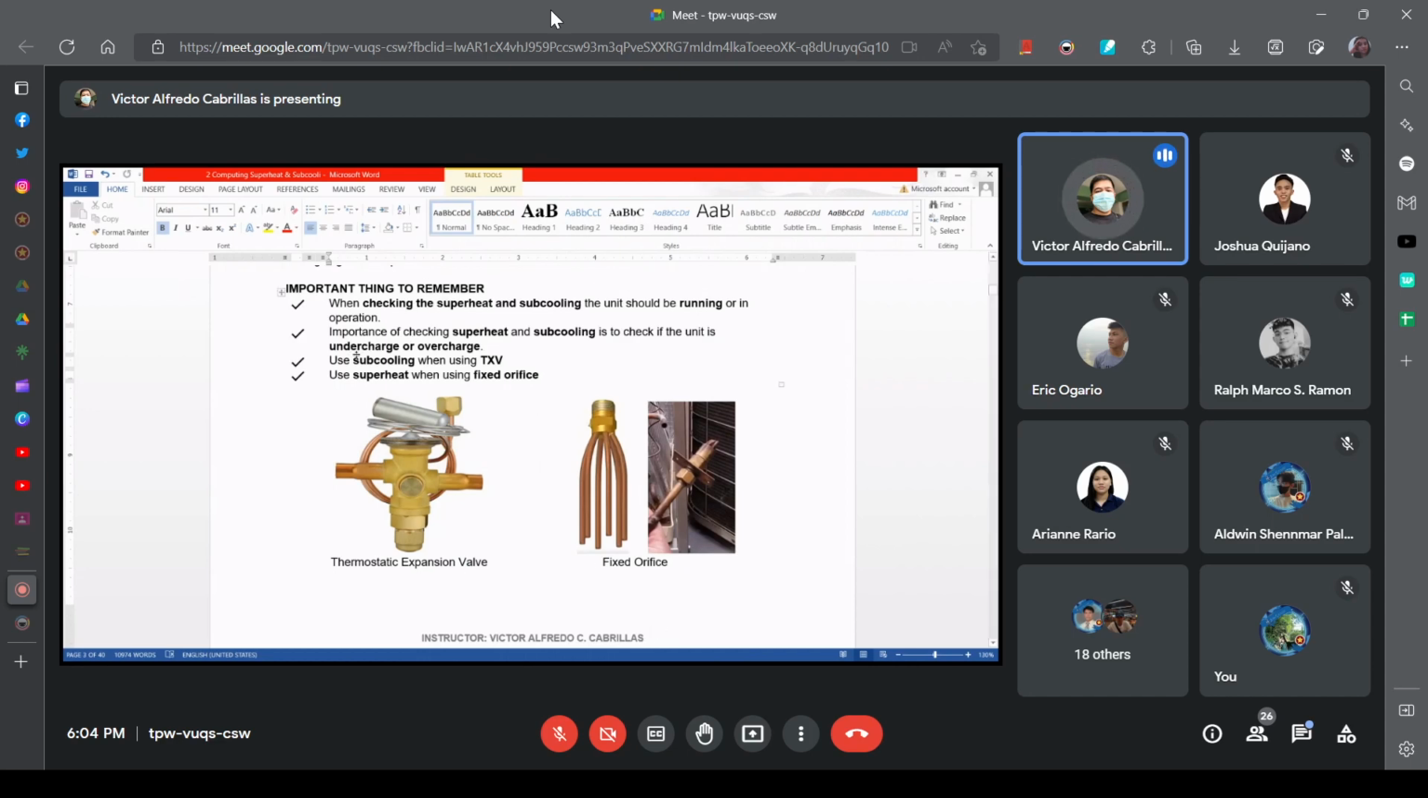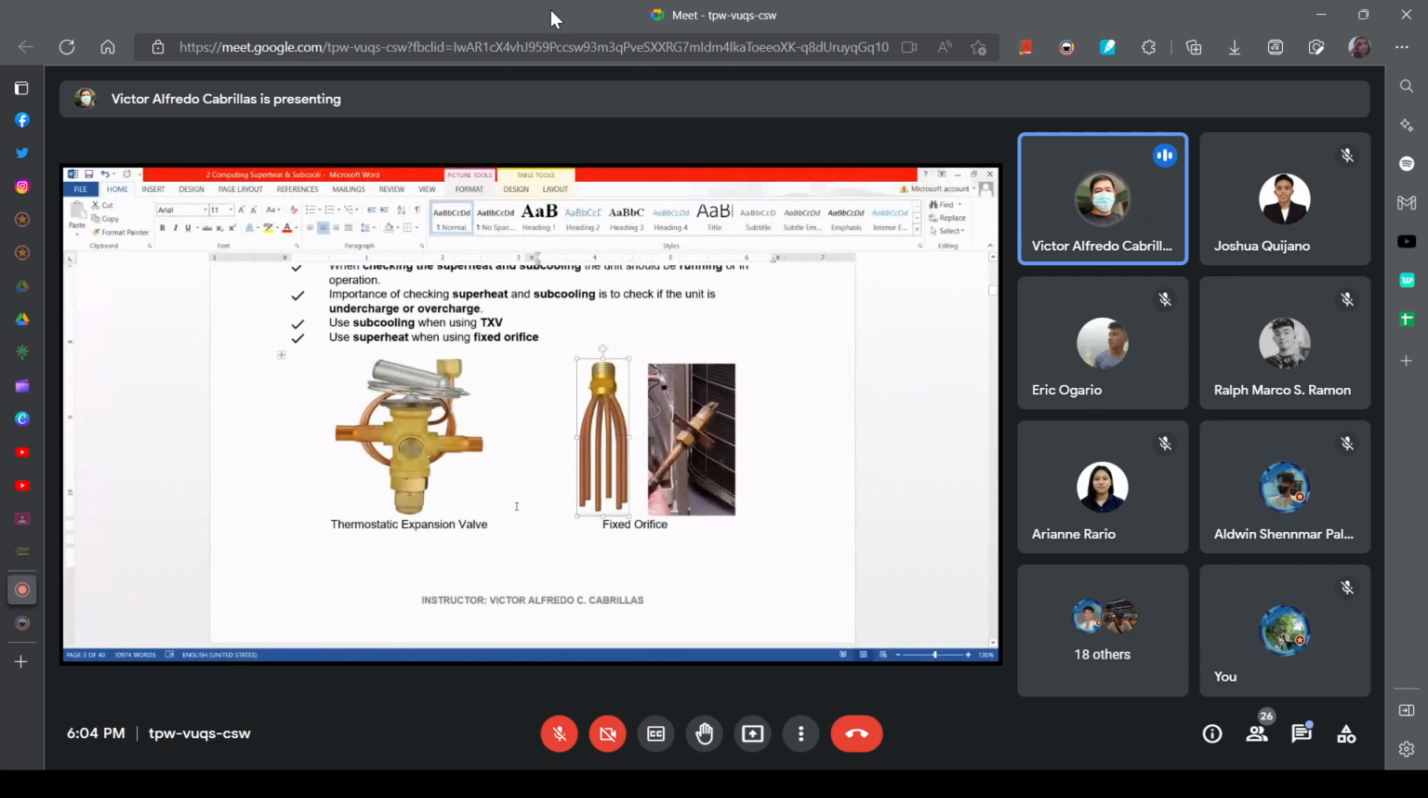Okay. So, use subcooling when using TXV. So, ito yung TXV. Use superheat when using fixed orifice. Ayan. So, hindi pwede na parehas dito mo gamitin yung pagte-testing mo. Depende kasi sa gamit na kung ano yung expansion valve ang gamit. Okay? So, ang difference nito, malalaman nyo yan doon na sa pagdating natin doon sa TXV. Okay?